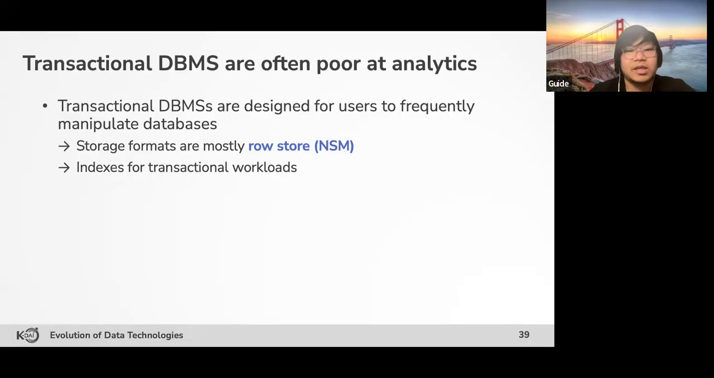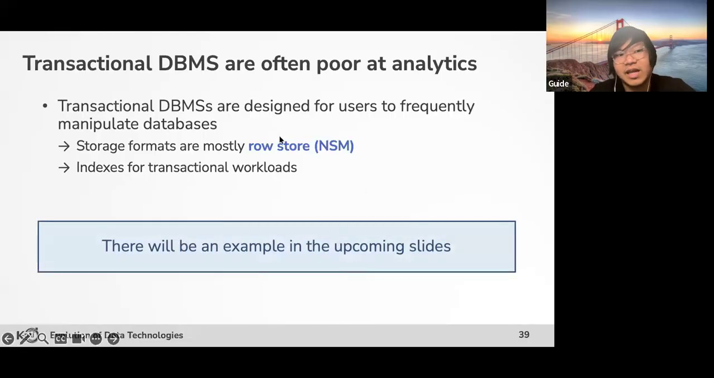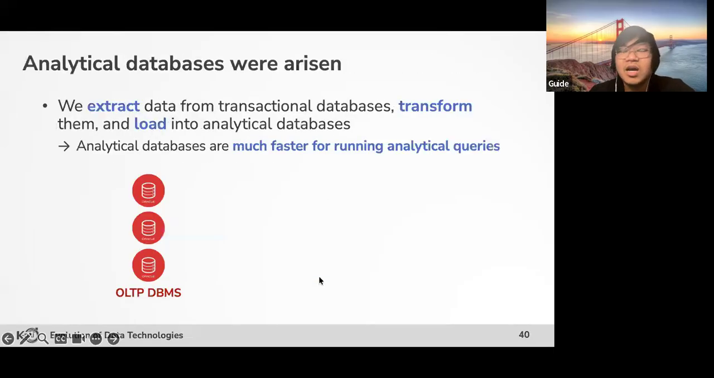So don't be worried if you still don't understand what row store or NSM is on this slide, because there will be an example in the upcoming slides. For the analytical databases, or the OLAP databases, as I told you, since OLTP databases are not suited to analytics, these are another kind of database management system that they build purposely for doing OLAP workloads, right?